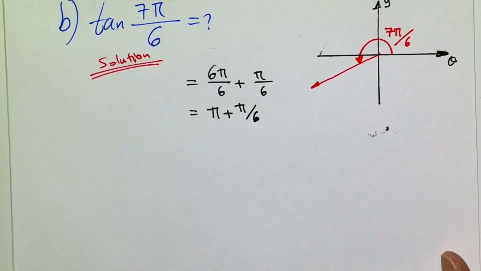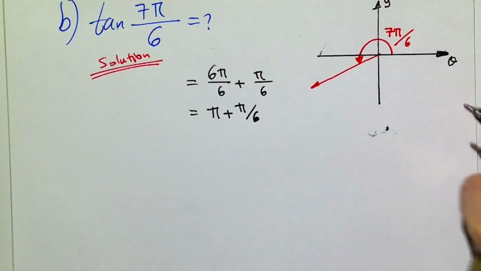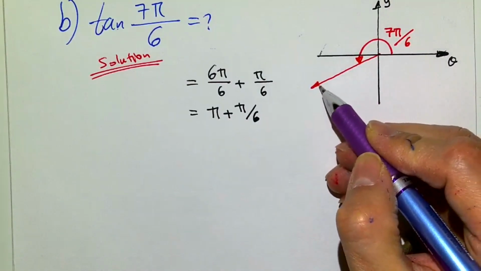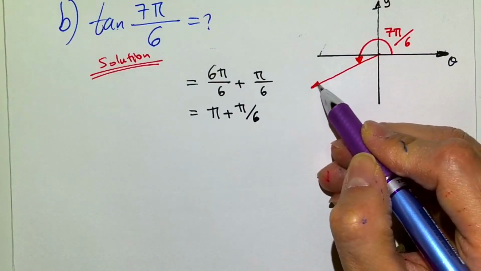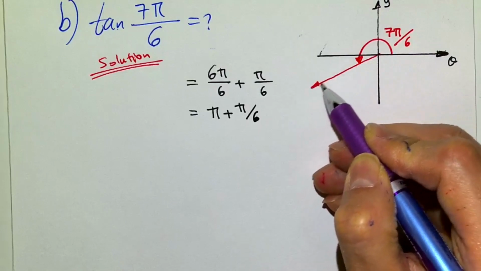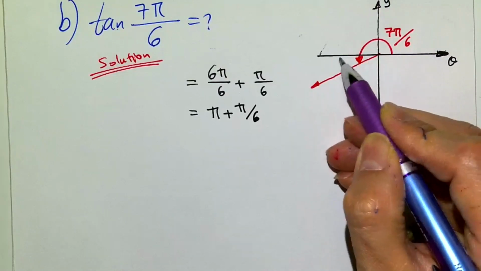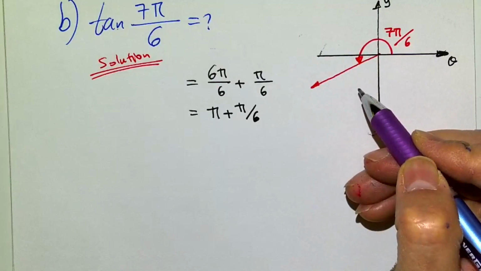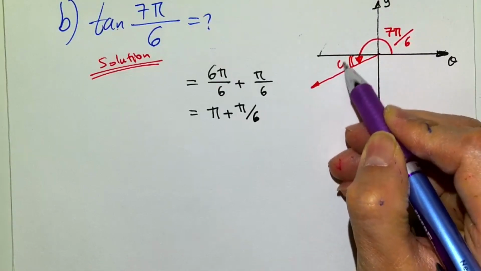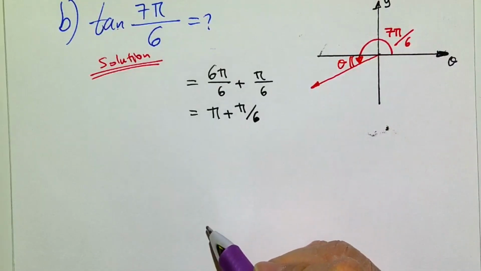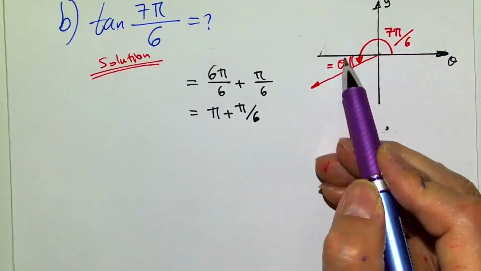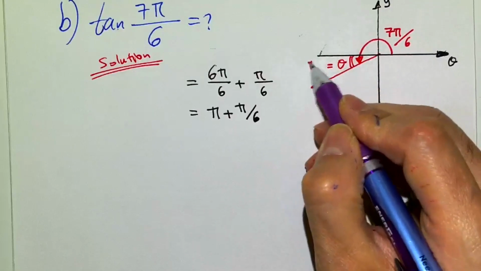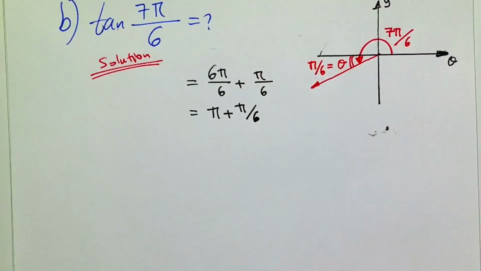But what about the reference number? This is something we learned in section 5.1, right? The reference number is the angle between the terminal side of this angle and the x-axis. So that's our reference angle, theta. It's pi over 6, because to get there we did pi plus pi over 6. So we know that that angle is pi over 6.